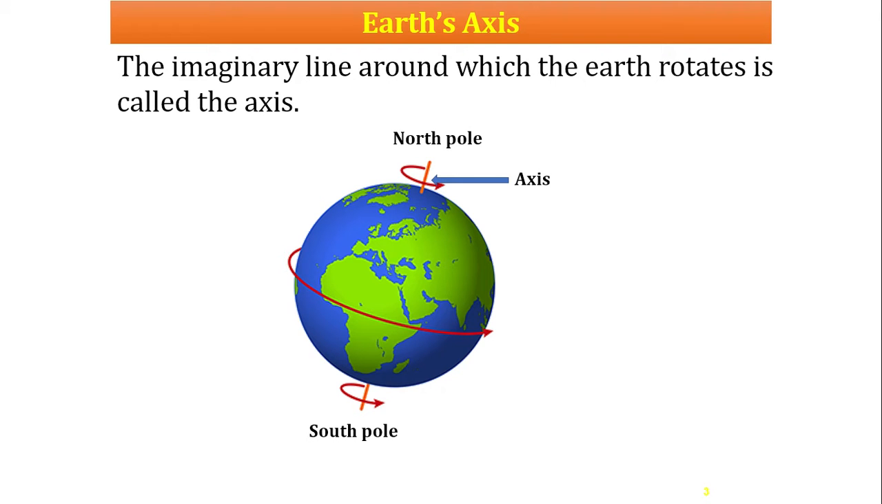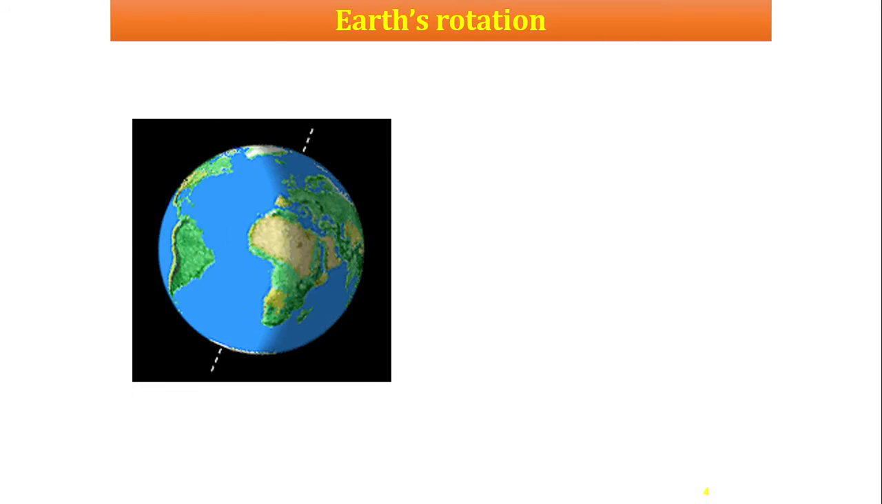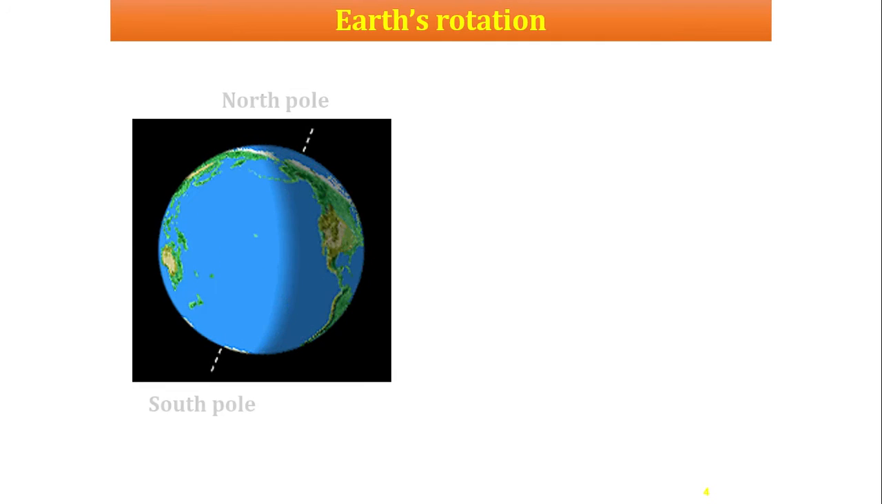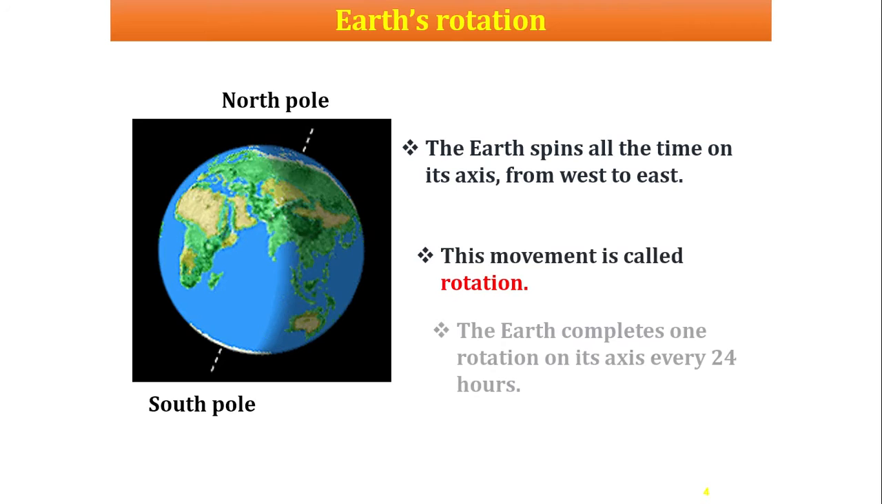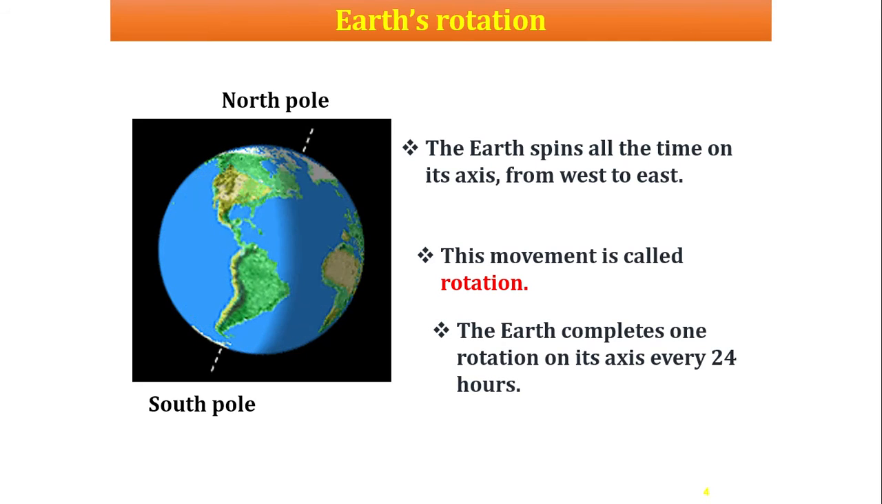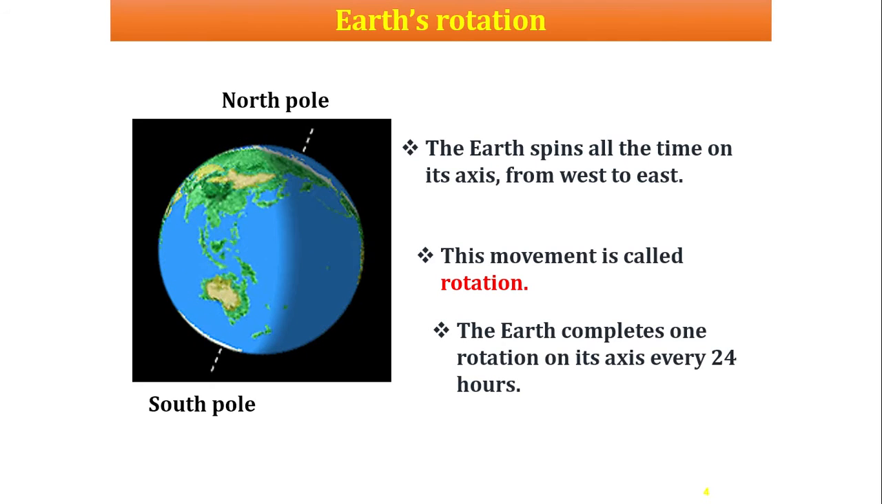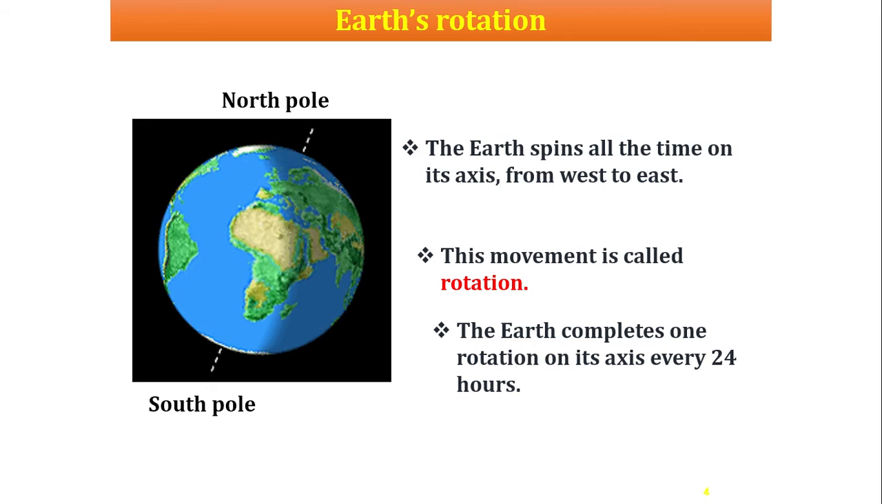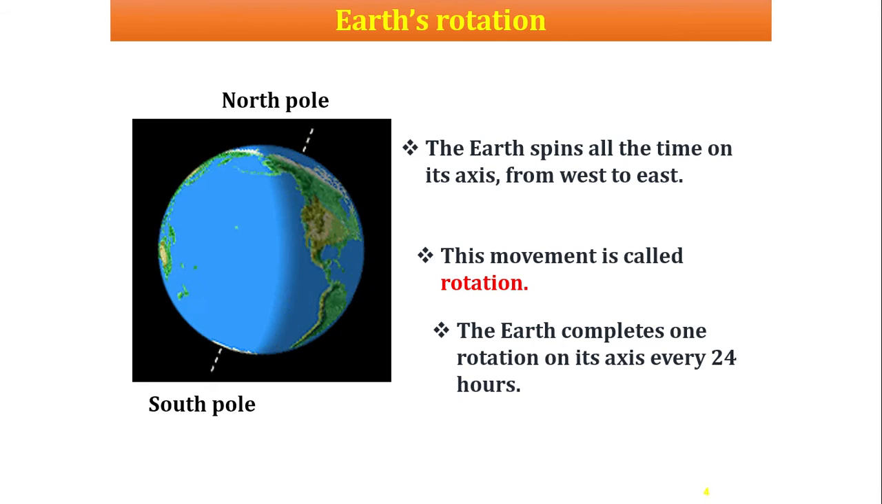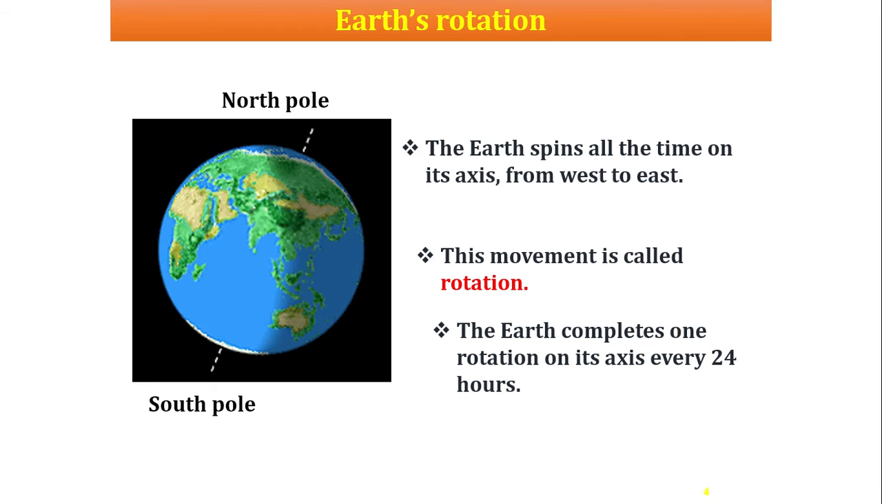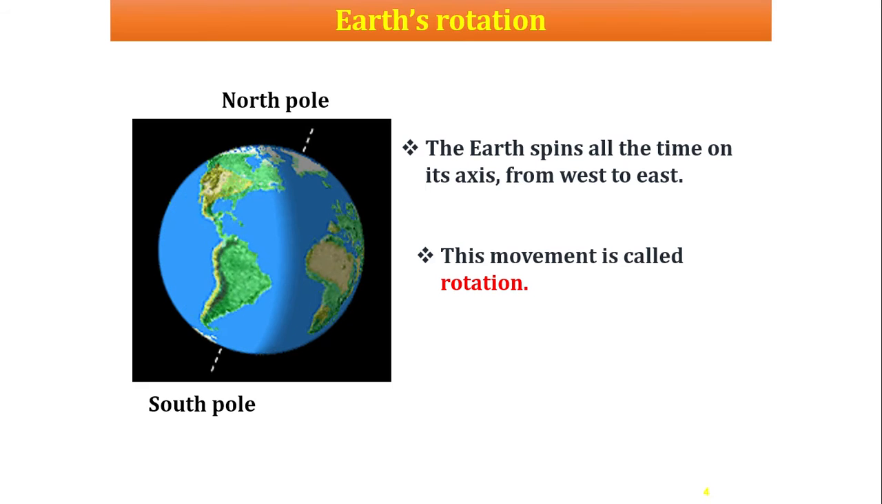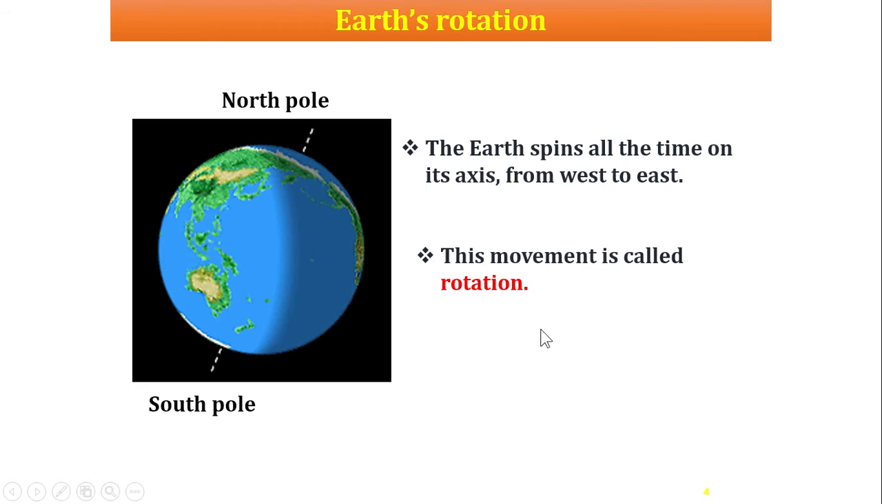Similarly, our earth also spins on its own axis and this movement is called rotation as shown in the picture. The earth spins all the time on its axis from west to east. This movement is called rotation. The earth completes one rotation on its axis every 24 hours. This duration is called a solar day. The rotation causes the sun to appear to rise in the east and set in the west.